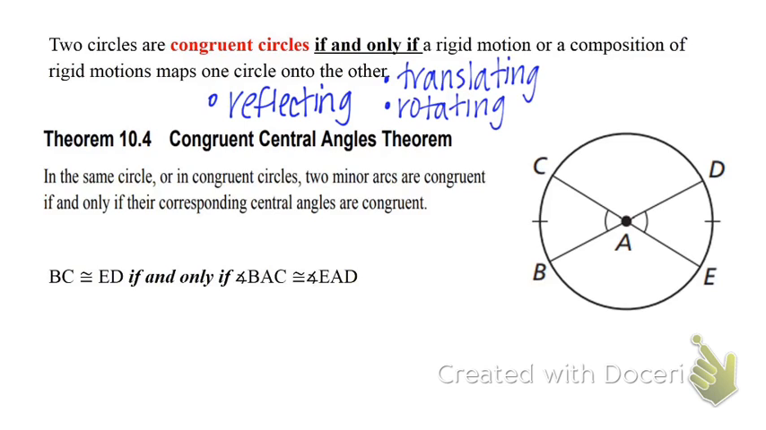So this theorem says that in the same circle or congruent circles, two minor arcs, like this one right here, CB and DE, are congruent if and only if, so it's a biconditional theorem, their corresponding central angles are congruent. So if and only if these two central angles are congruent. And that makes sense because we know that whatever the central angles are, that's the measure of the arc. So if they don't have the same central angles, how can the arcs have the same measures?